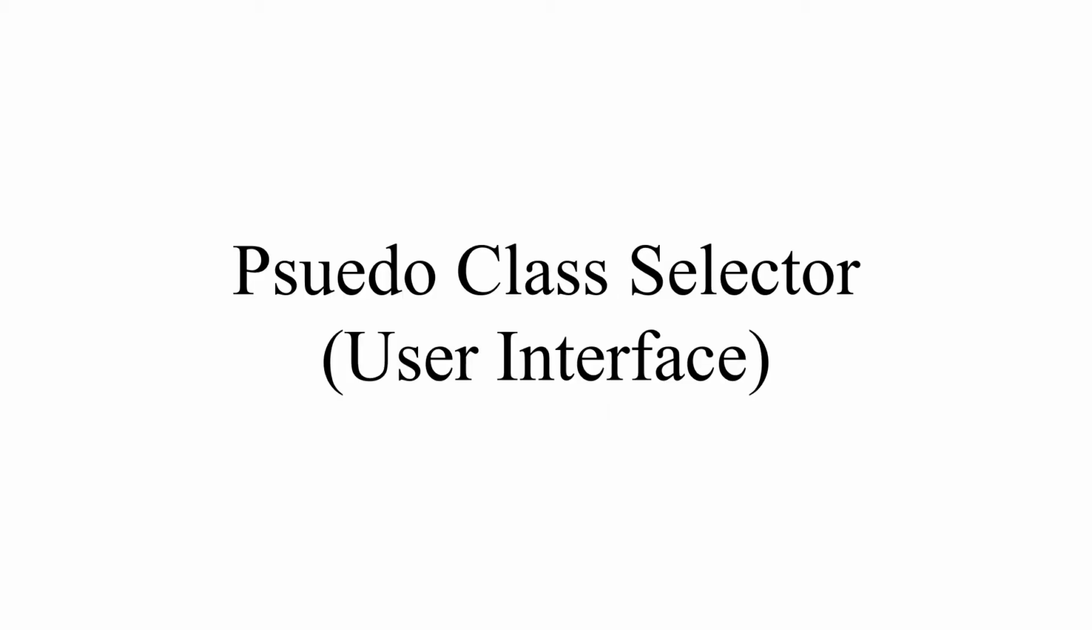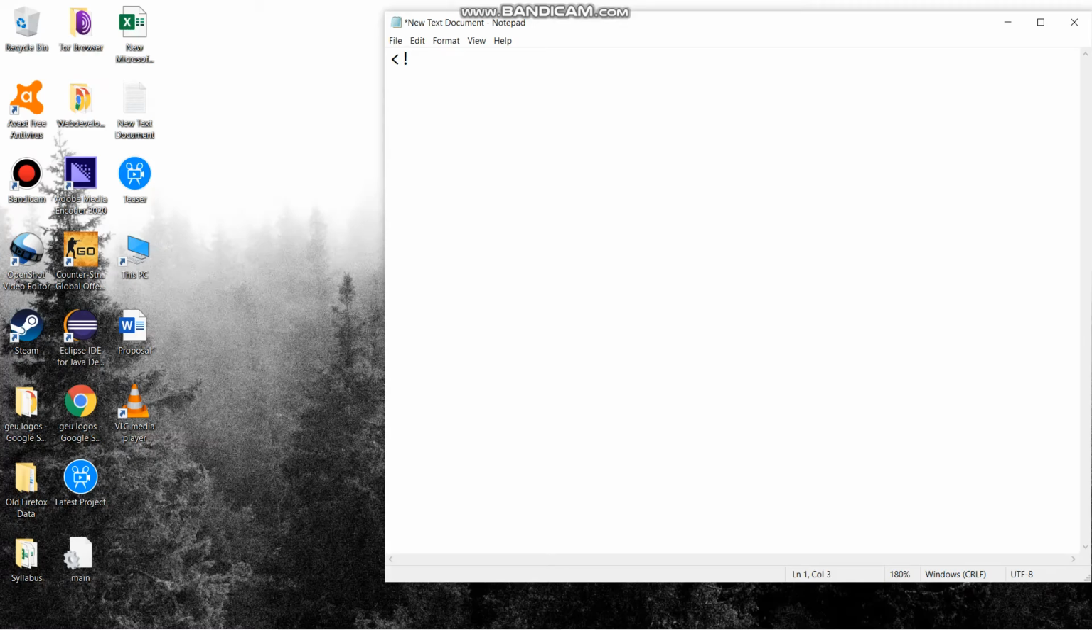Today we will talk about pseudo class selectors and the types inside it. For that we are going to create a form in Notepad, so we are opening a Notepad file. Then we will write <!DOCTYPE html>, then <html lang="en">, with the double inverted commas closed. Then inside it we will create the head section.